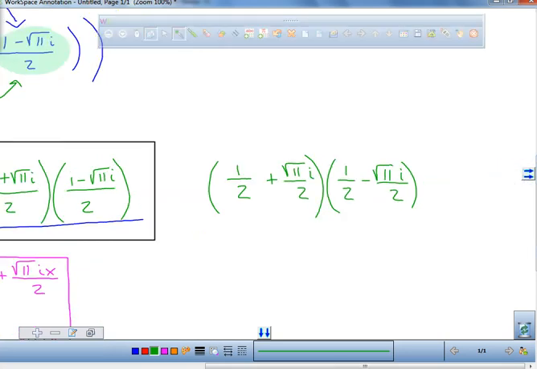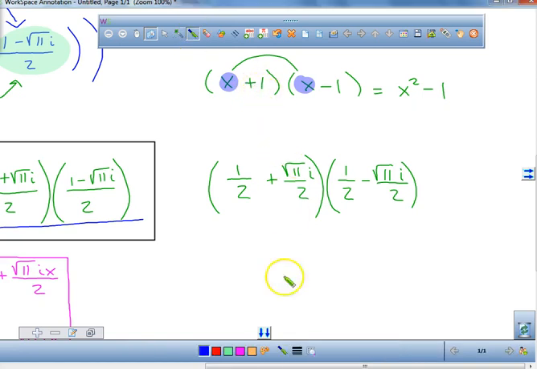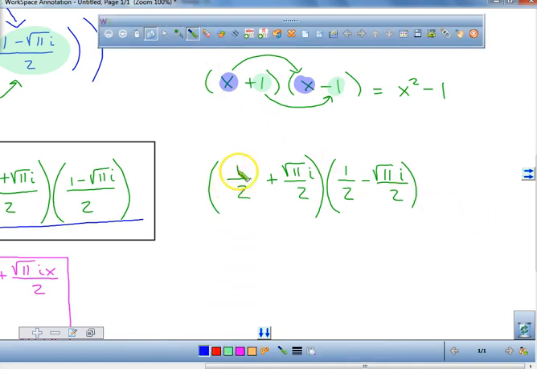Now yesterday, we talked about a very important pattern. Here's the important pattern. If you have an x plus 1 times an x minus 1, that becomes x squared minus 1. Why is that? Because all we have to do is focus on the first term and the what? Last. So all we have to do is focus on the first and the last, because we know everything in the middle cancels each other out. That's what we learned yesterday. So right now, all I'm going to be worrying about is the first term right here.